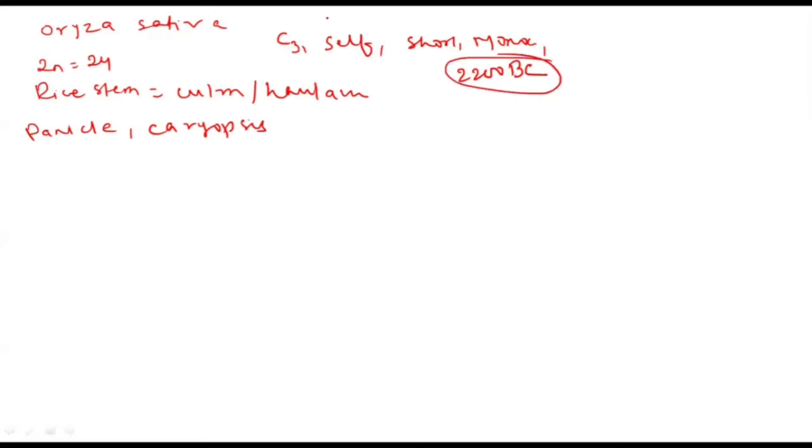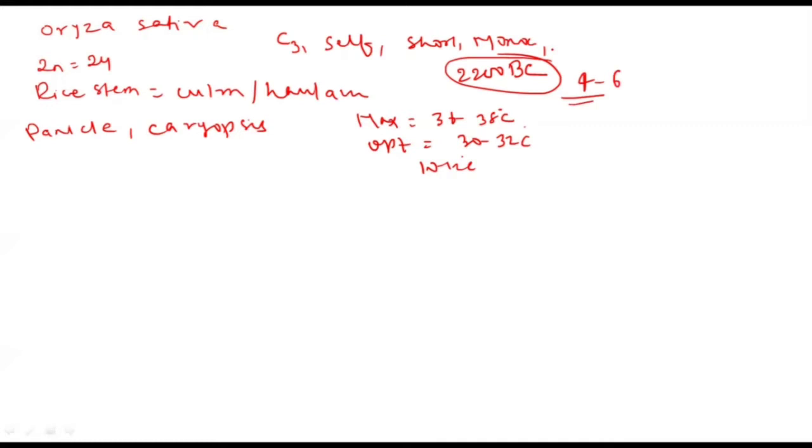Now if you talk about temperature, rice requires a maximum temperature of 36 to 38 degrees Celsius. The optimum temperature for rice will be 30 to 32 degrees Celsius, and the minimum will be 10 to 12 degrees Celsius. Now what will be the pH? Generally, rice grows over a pH range of 4 to 6. In our country, the major part of rice is grown under lowland cultivation.